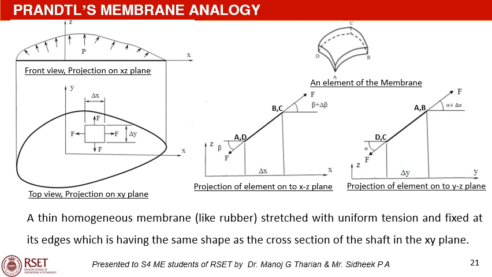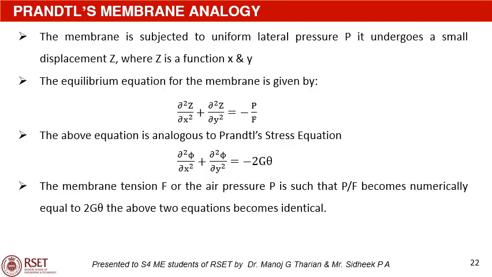Now I will explain to you Prandtl's membrane analogy. Consider a thin homogeneous membrane like rubber which is stretched with a uniform tension F and fixed at its edges, which is having the same shape as the cross-section of the shaft in the XY plane. The membrane is subjected to a uniform lateral pressure P from below, and the membrane undergoes a small displacement Z in the Z direction, where Z is a function of X and Y.